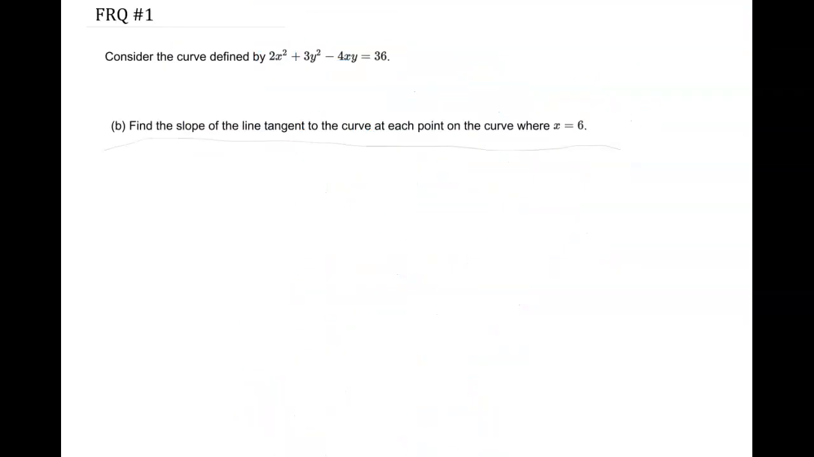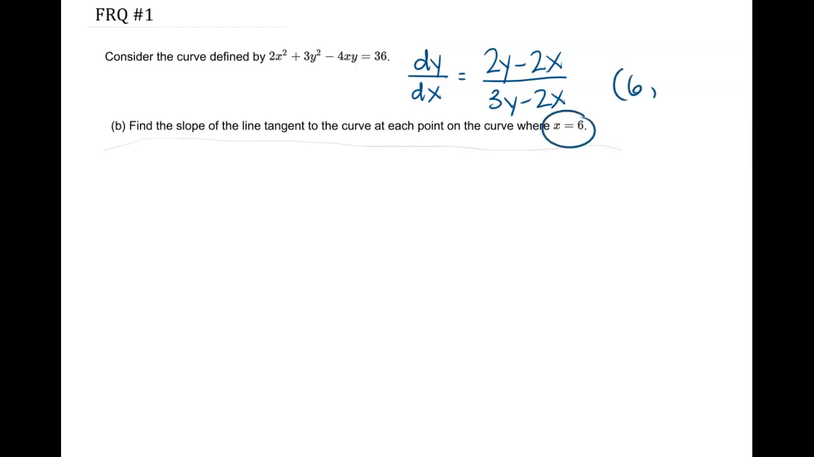Part B, we want to find the slope of the line tangent to the curve at each point on the curve where x equals 6. Okay, so we know that dy/dx equals 2y minus 2x over 3y minus 2x, which we did in the previous problem. And looking at this, to find the slope, we need an x and a y. So we have an x, so we're looking for what our y will be. So then we go back to our original equation.